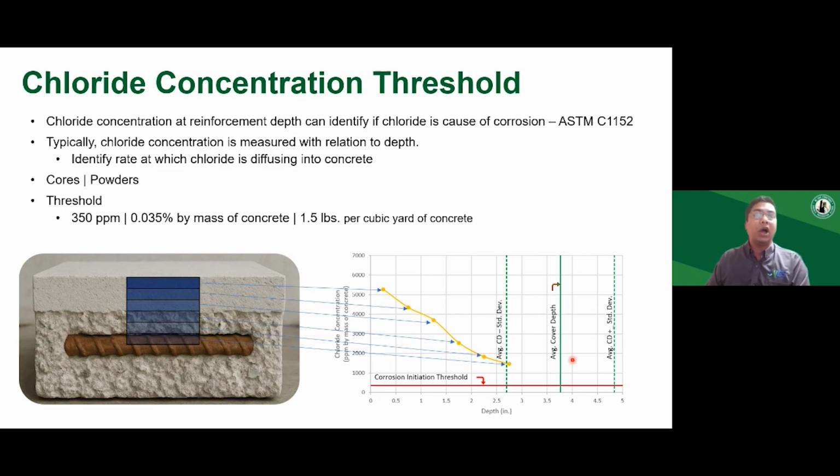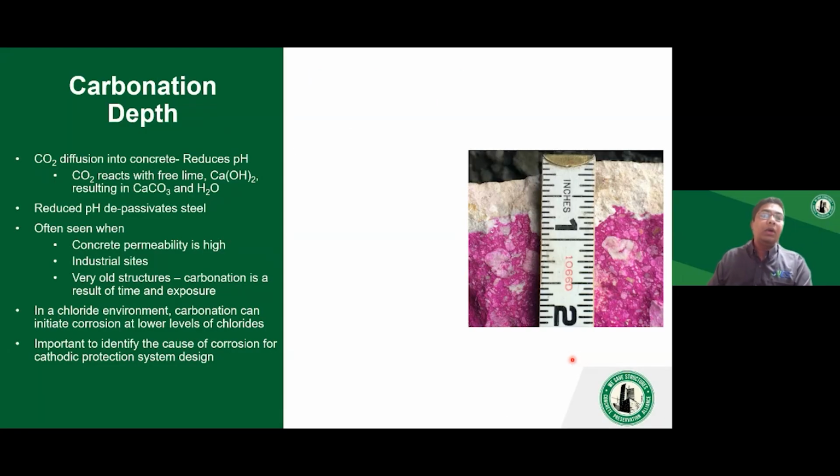In addition to knowing how much chlorides are present at the rebar depth, we also need to know if your concrete is acidified or not. And this is especially true when you're dealing with parking structures. In parking structures, your concrete is exposed to vehicle emissions: carbon dioxide, carbon monoxide, sometimes sulfur dioxide. And these species can diffuse into the concrete and cause acidification of the concrete, or lowering of the pH.